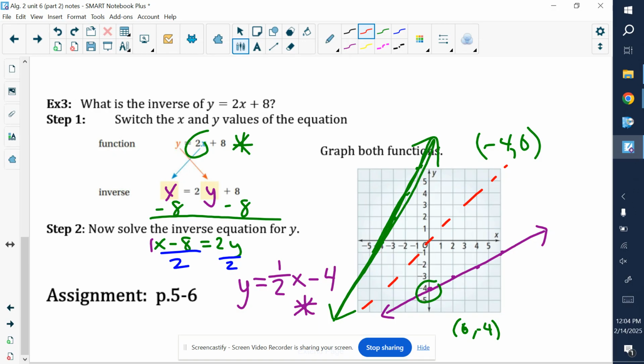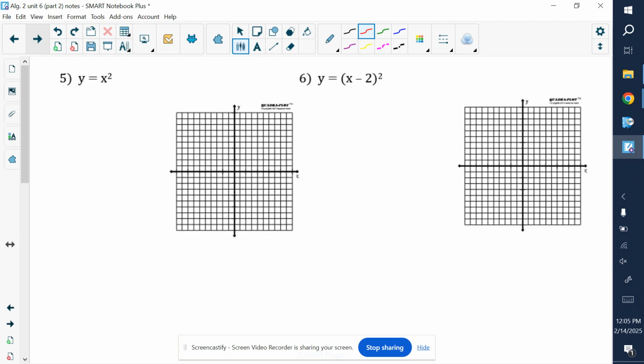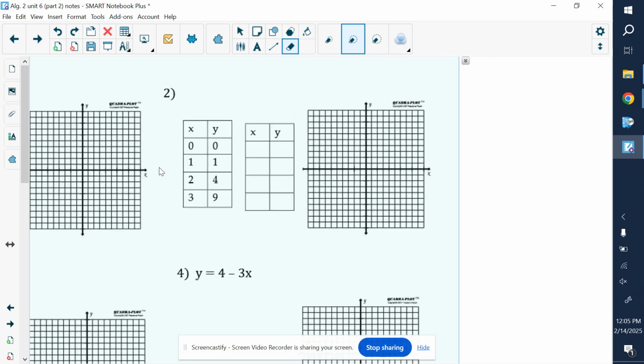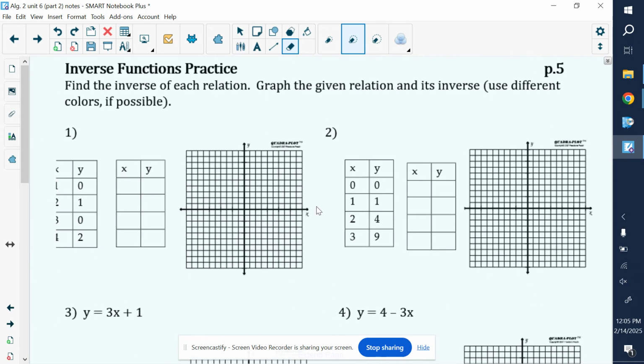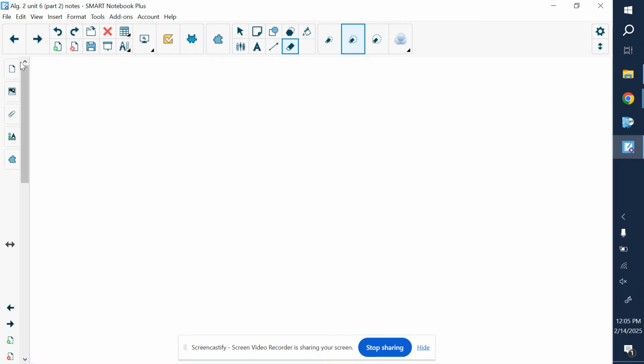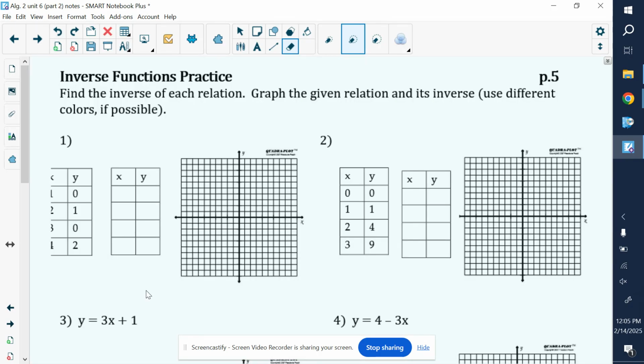Okay, your assignment is pages 5 through 6, but we are going to do a couple of those together. So let's take a look at page 5. For some reason, the top of my screen disappears here. Let's see if I can bring it back. There it is. Okay, so I'm going to start with number 4.